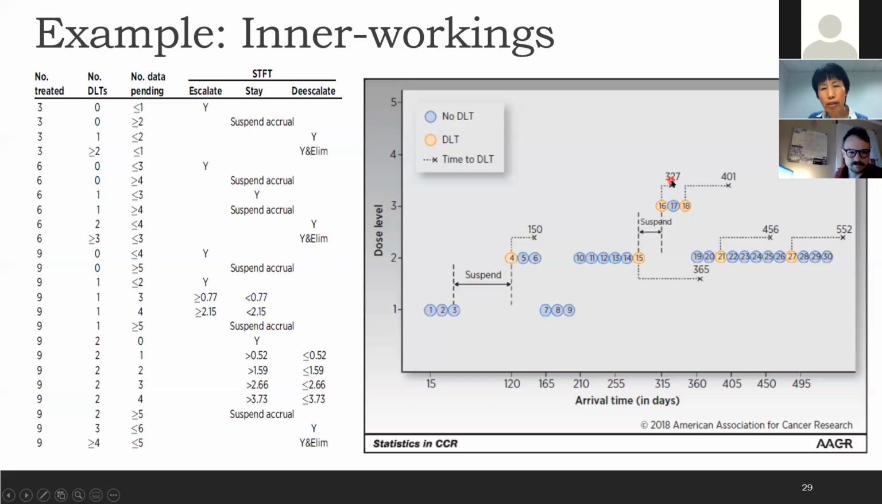At day 327, there's 1 DLT. So 3 patients treated at dose level 3, there's 1 DLT, there's 2 pending patients. So the decision rule says de-escalate. So the next cohort of patients is de-escalated to dose level 2 again.